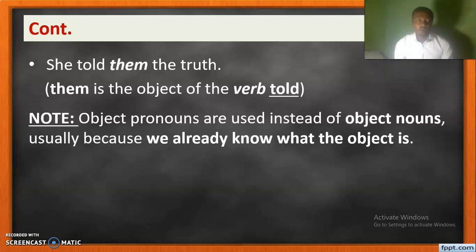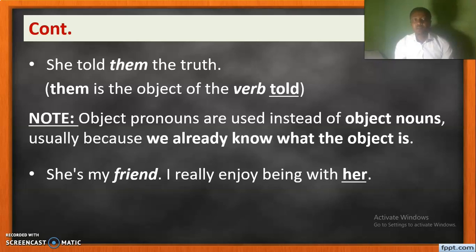So don't forget, object pronouns are used instead of object nouns, usually because we already know what the object is. Look at this example. She is my friend. I really enjoy being with her. Her is used in the place of the object noun in the first sentence, friend. Rather than repeating friend, which makes it awkward and boring in our written material or in our speech, we replace it with an object pronoun in this sentence.